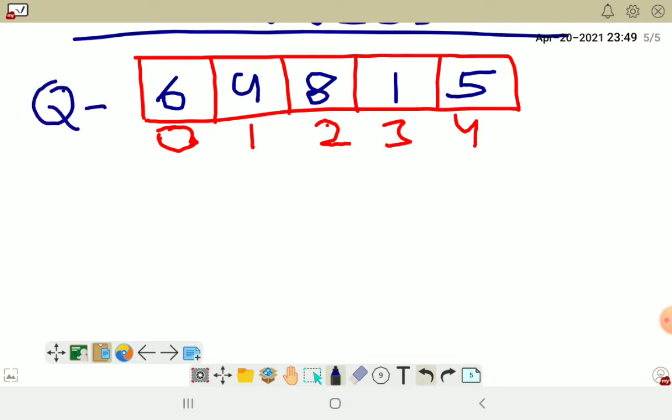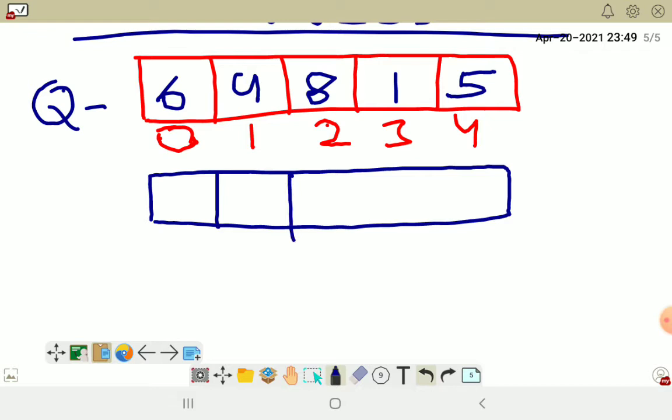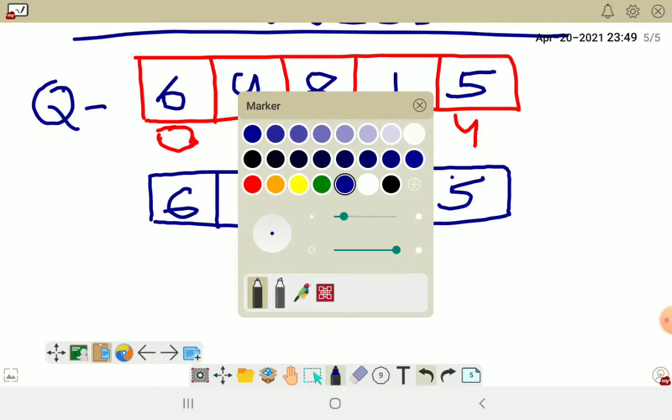Means the numbers are given like this. Now we have to see how it works. So let's take the blocks again and divide them into 5 parts. The first number is 6, second is 4, third is 8, fourth is 1, and 5. This is how the numbers were there. Let's start how it arranges the numbers in ascending order.